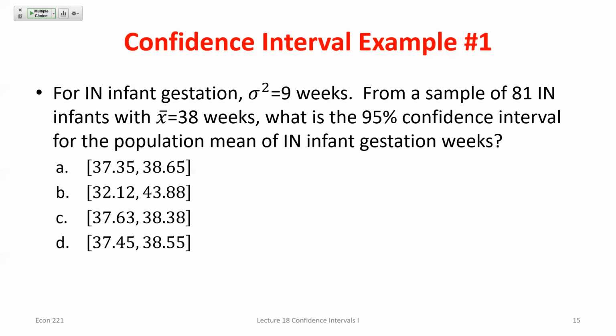9 over 81. So this would give me my upper bound. And I basically just do the exact same thing, but I'm subtracting that margin of error, and that gives me the lower bound of my confidence interval.